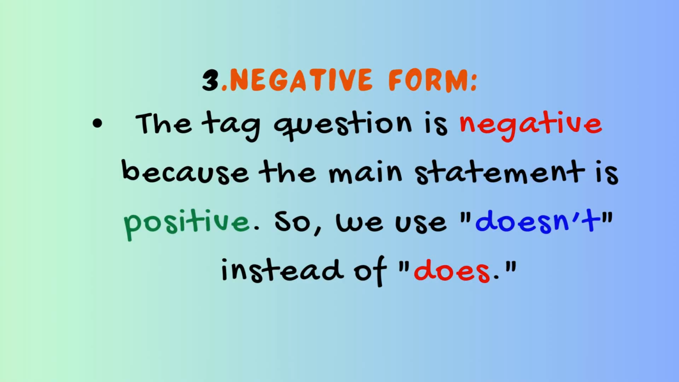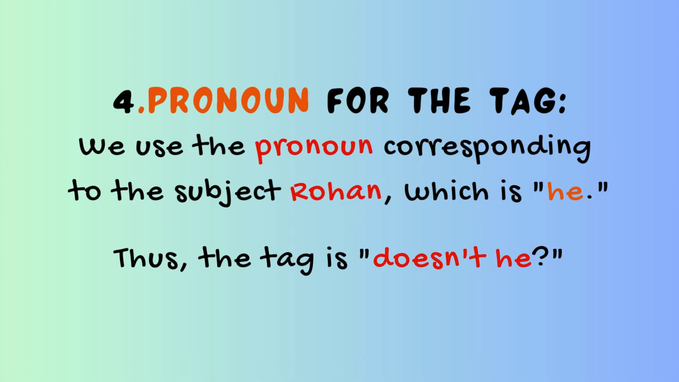Step 3. Negative form. The tag question is negative because the main statement is positive, so we use doesn't instead of does. Step 4. Pronoun for the tag. We use the pronoun corresponding to the subject Rohan, which is he. Thus, the tag is doesn't he.